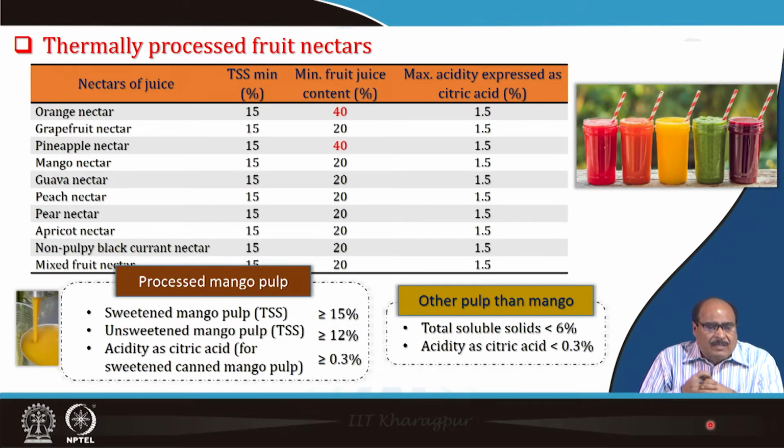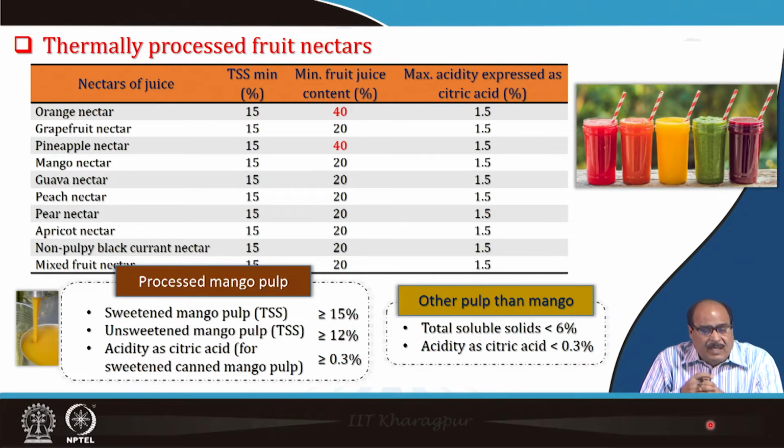So, also for thermally processed fruit nectars, you can see except for the orange nectar or pineapple nectar, which contain minimum fruit juice about 40%, the other fruit nectars have minimum fruit juice content 20%, minimum TSS 15% and maximum acidity expressed as citric acid is 1.5%.